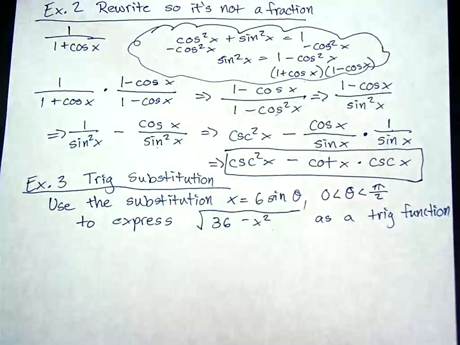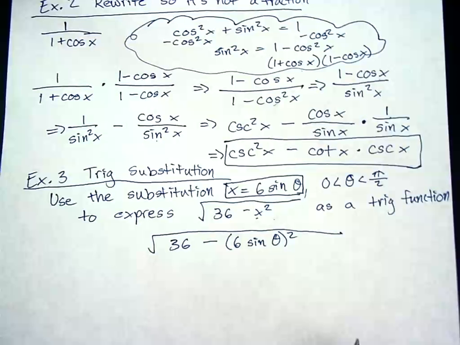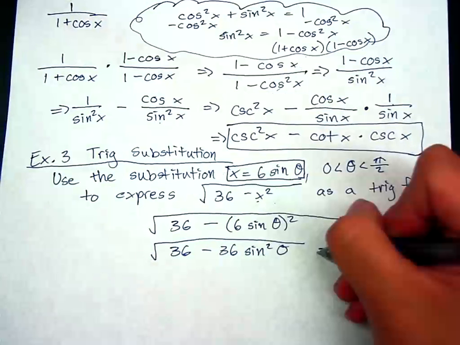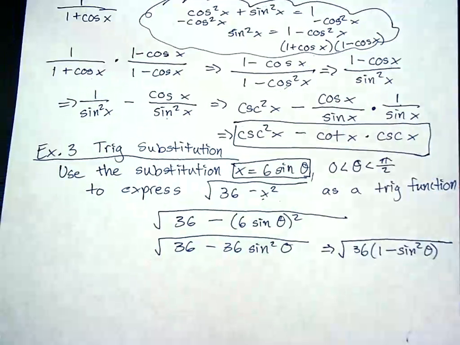for x. So I'm going to get square root of 36 minus 6 sine theta squared. And from there, I just simplify. So square root of 36 minus 36 sine squared theta. Here I see that they have a 36 in common, so let's go ahead and factor that out. 36 times 1 minus sine squared theta. By now, hopefully you recognize that this is one of our most popular trig identities, that this is going to convert into cosine squared theta.